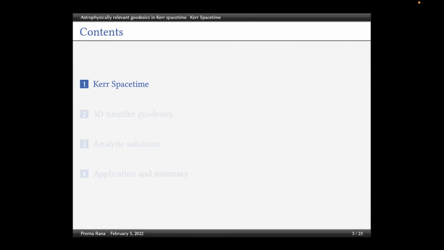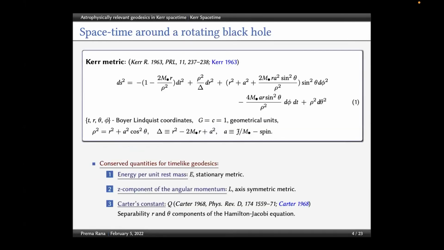So moving on to the first part, this is the standard Kerr metric, which was given by Roy Kerr in 1963. This was written in terms of Boyer-Lindquist coordinates r, theta, phi, where a is the spin of the black hole. If we talk about the time-like geodesics in Kerr spacetime, they have three conserved quantities.